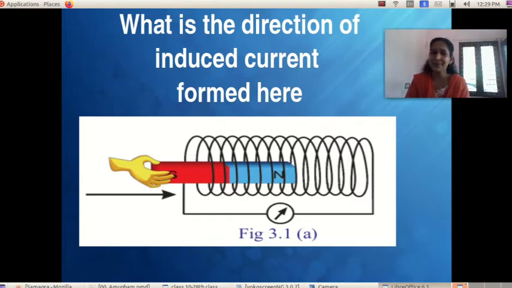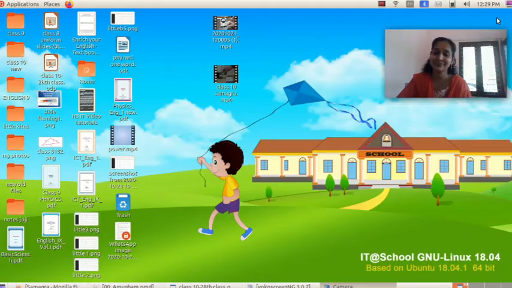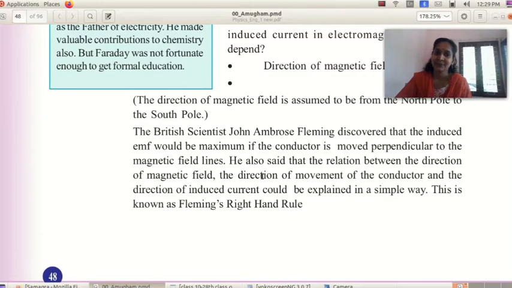Can you say what will be the direction of the induced current formed here? Can you predict the direction of induced current? There is a rule related to the direction of induced current. We can easily understand the direction of induced current by using this rule, that is Fleming's right hand rule. We are going to study today about Fleming's right hand rule.